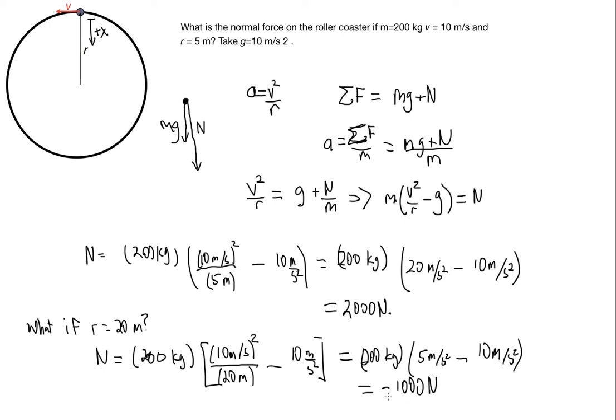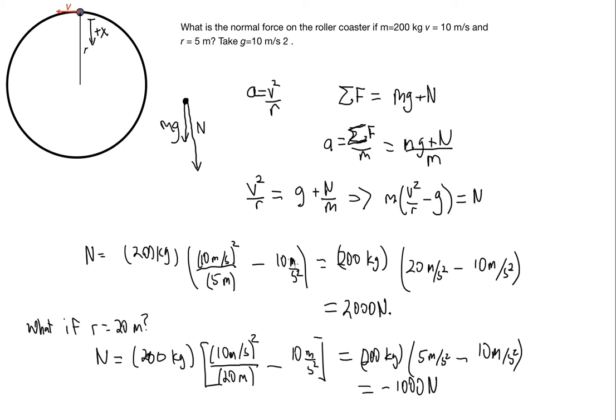This negative sign tells me something's gone wrong. That tells me that the normal force is pointing opposite the direction that I've drawn it in my coordinate system. But there's a problem. The normal force in a roller coaster can't act upward. It's pushing toward the center of the circle in this roller coaster path, and therefore it can't push upward.